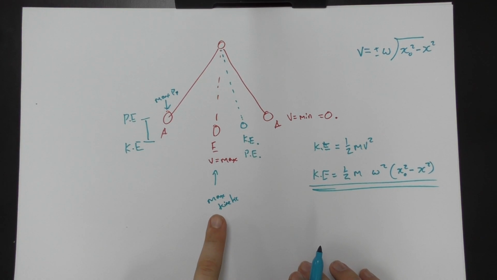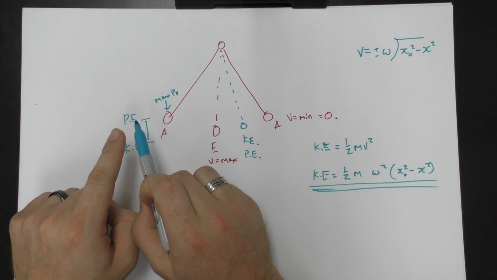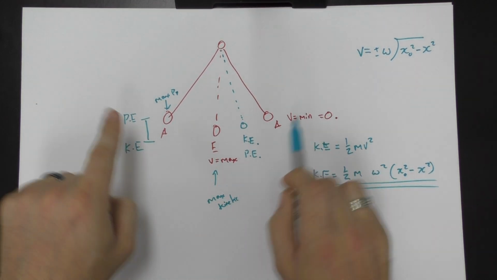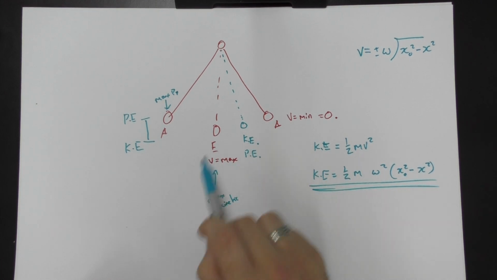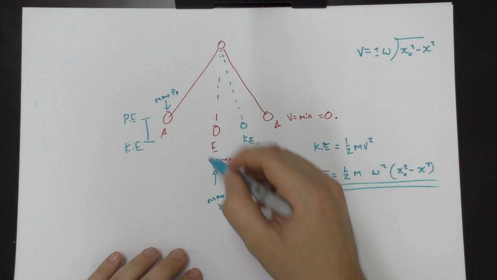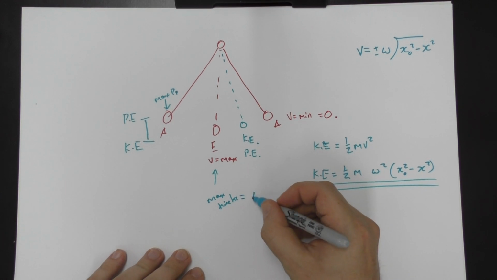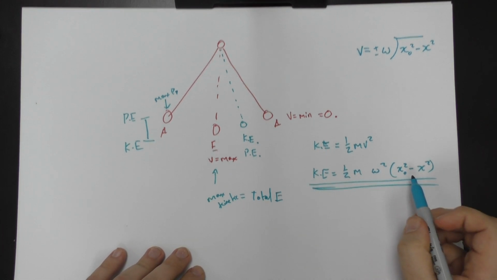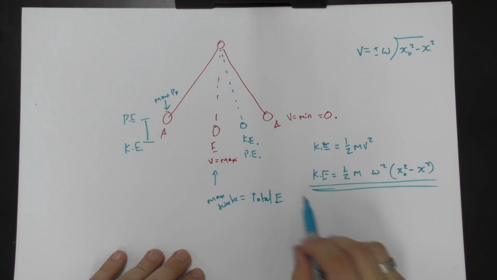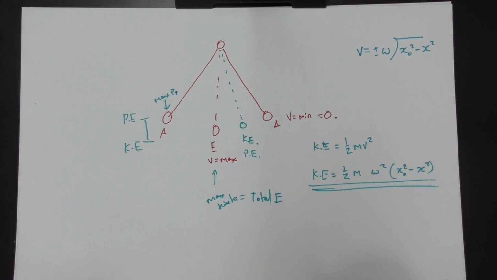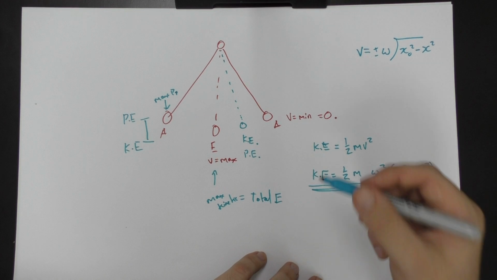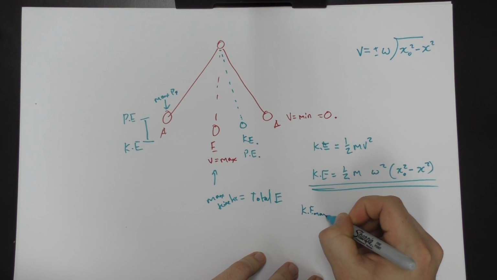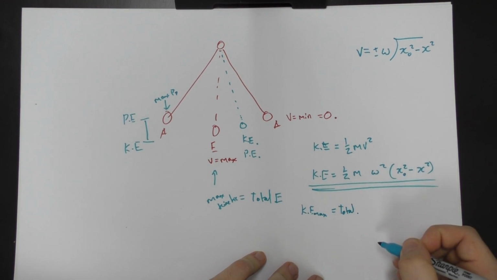So we can actually infer something quite interesting. If all of the energy has been transferred from potential to kinetic at this point, then the total energy in this system must be equal to the kinetic energy at this point. So you've got the max kinetic is equal to the total energy at the equilibrium. And we can manipulate this equation now to come up with an equation for that. Because KE max is going to be equal to the total energy.